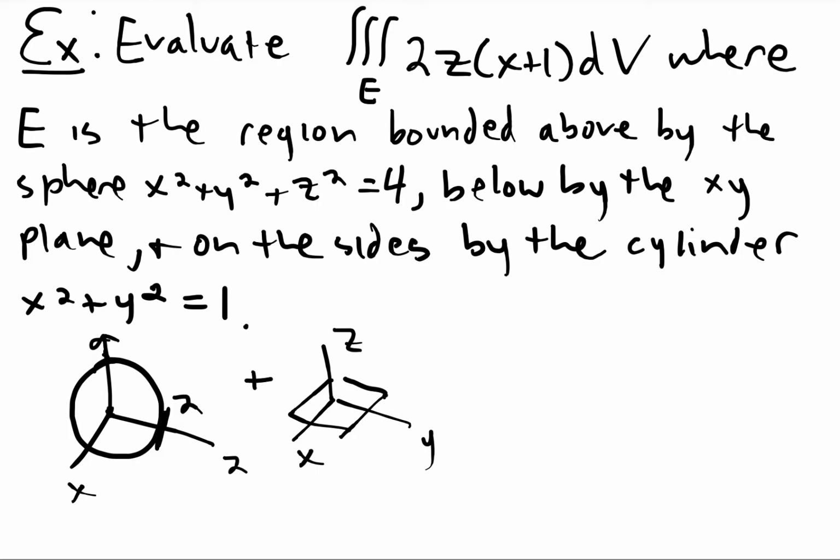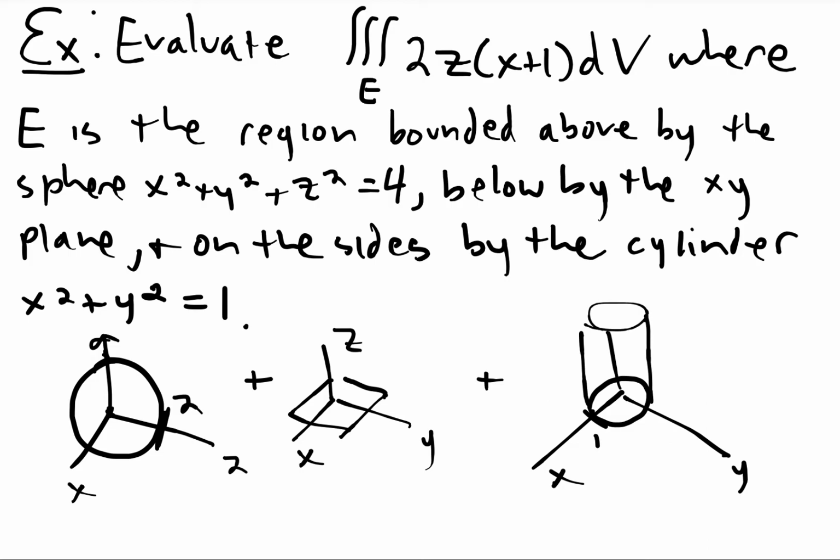And then another thing that I'm worried about is the cylinder x squared plus y squared is 1. Well, if I was just dealing with the xy plane, x squared plus y squared equals 1 is a circle of radius 1. But since there's no z in that equation, z is basically allowed to do whatever it wants. So you can basically extrude the circle here. Okay, so that cylinder actually continues on in both directions.